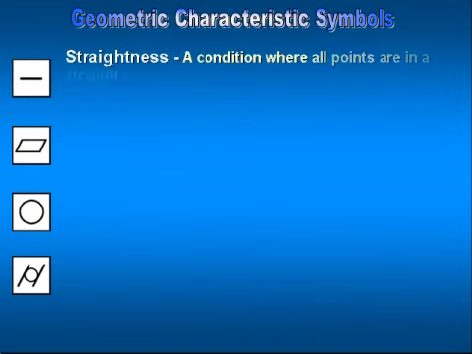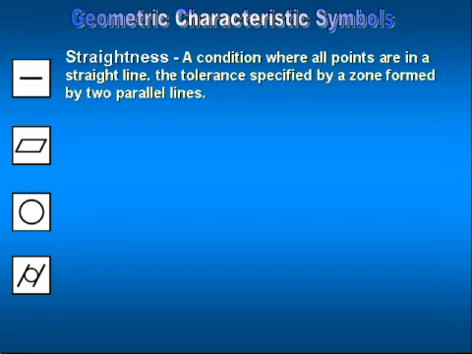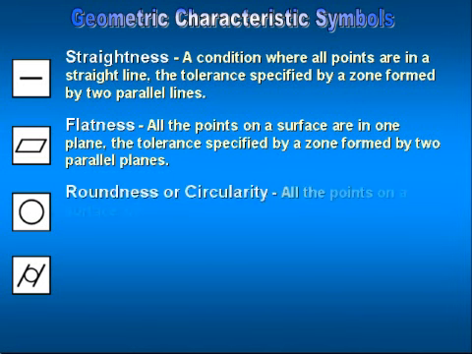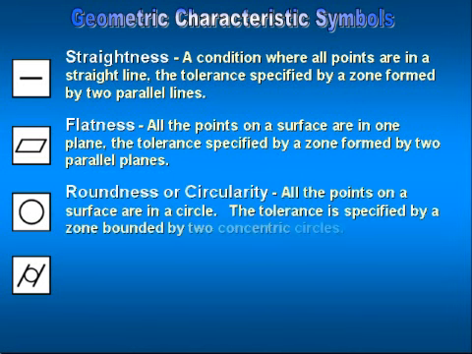A condition where all points are in a straight line, or the tolerance specified by a zone formed by two parallel lines. Flatness. All the points on a surface are in one plane, or the tolerance specified by a zone formed by two parallel planes. Roundness or circularity. All the points on a surface are in a circle. The tolerance is specified by a zone bounded by two concentric circles.